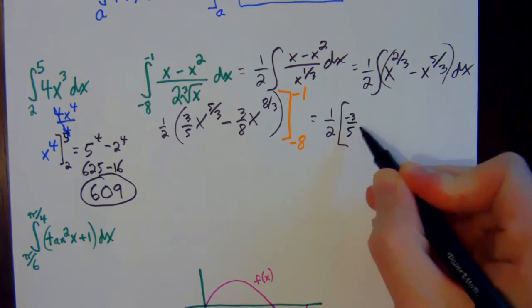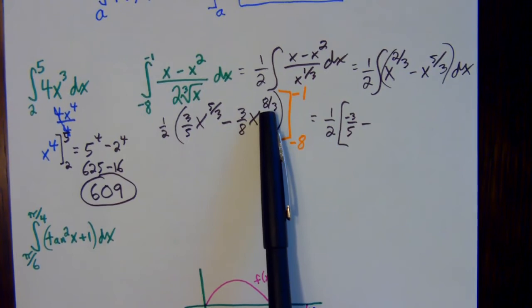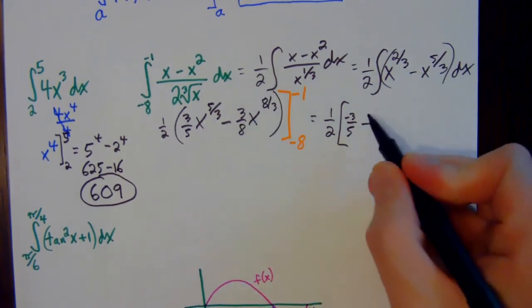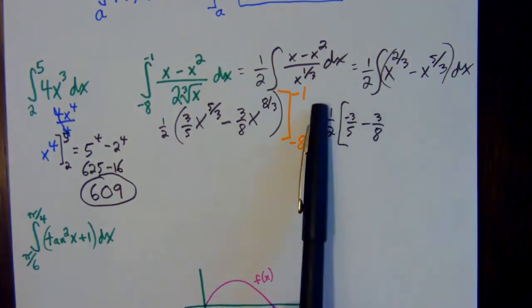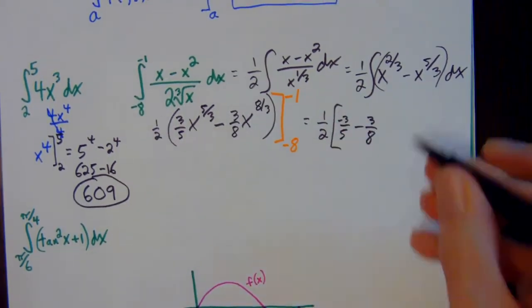I'm going to get a -3/5. By plugging in -1, the -1 to the 5th is -1, but when you raise it to the 8th power, that's going to be a positive 1. So then it's just going to be minus 3/8 right there. So notice I took the negative 1 and plugged it in for both of those x's into that function. There's that first part. And then you've got to go minus.